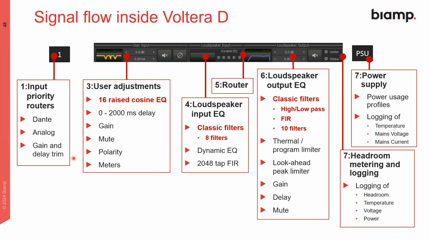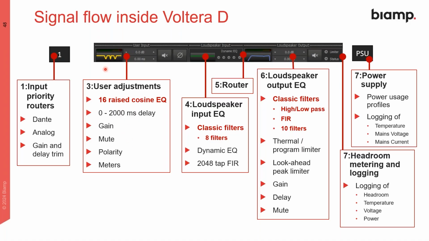Something I was asked to include again is basic signal flow inside VenueTune. Signal flow, we have our inputs as it relates to VenueTune. We've got Dante and analog inputs. We have user adjustable EQ on the front end here. So the yellow EQ, we've got 16 raised cosine EQs. We have all these other options that we're working in here.